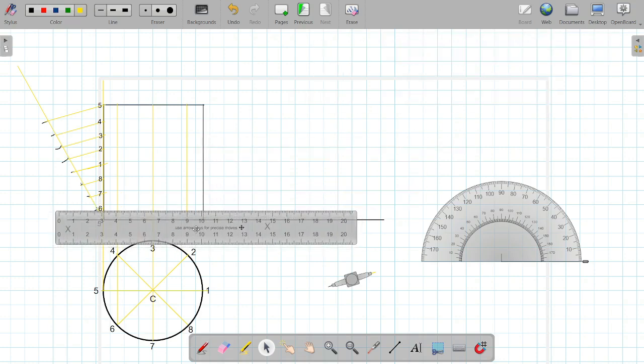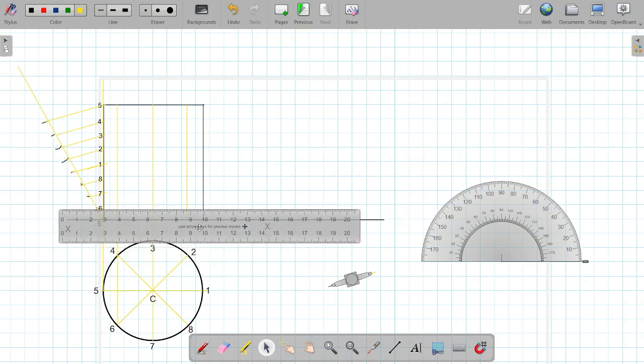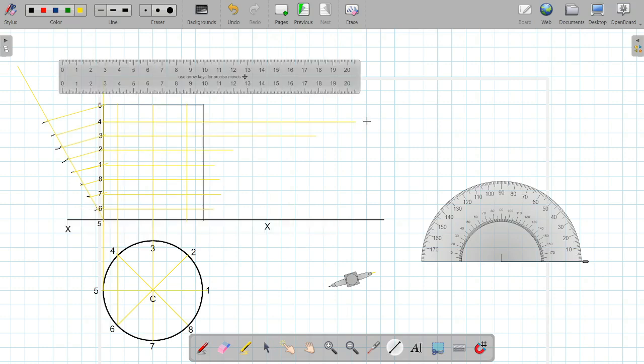So starting from point 6, we have to mark the points of intersection. For example, the projector from point number 5 is coming from down and intersecting the projector of 5 at this particular point. So this point will be marked as point P5.